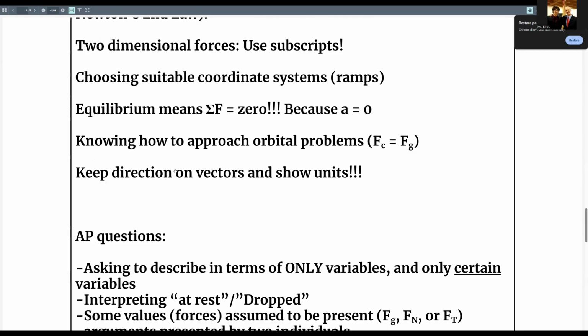Although they do often ask for magnitude, so it's kind of nice when you're finding like a velocity or a force or an acceleration and they say the magnitude of it, then you don't have to worry about positive, negative, right? Because magnitude is just absolute value.